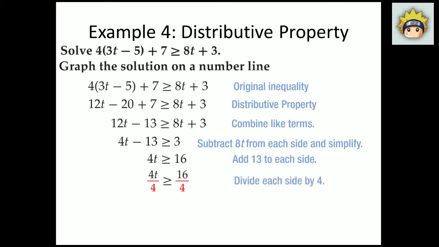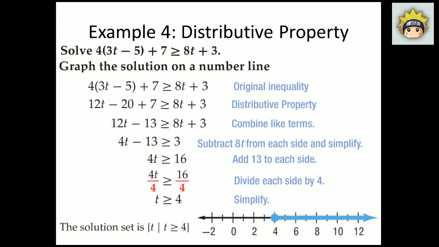Divide both sides by 4. t is greater than or equal to 4 after I simplified. Notice that the solution set is t greater than or equal to the number 4. So it is a closed circle on the number 4 and it goes all the way to the right because t is greater than or equal to 4. So 5, 6, 7, 8 and so forth would make it valid.